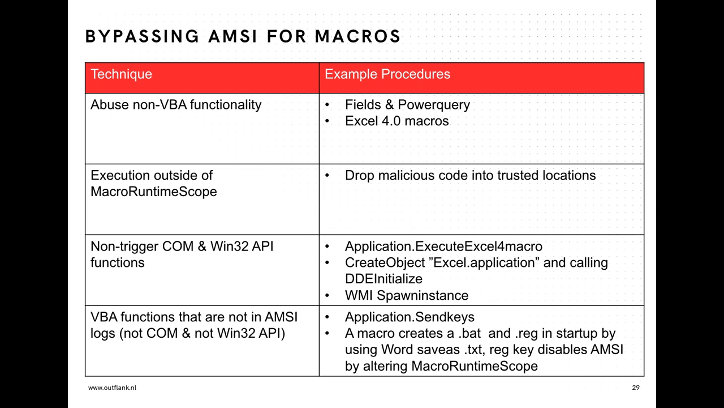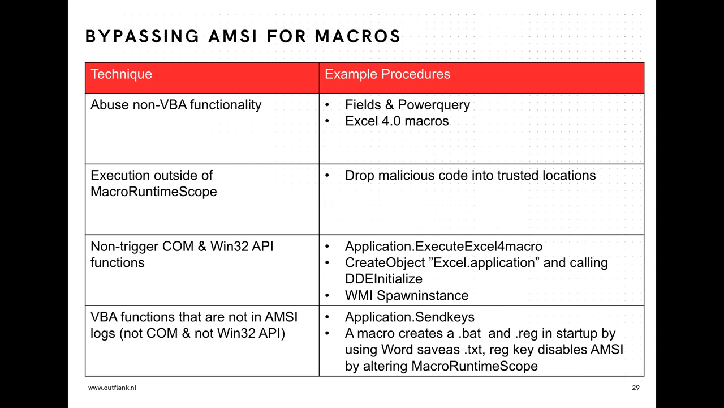Then there was this feature with this macro runtime scope and trusted documents. Well, if we can write our document into a trusted location, we can just drop our code there, and then we reopen our own file from the location where we just saved it. And EMSI will say, well, you're now from a safe location, so no worry to check this one. So again, a very simple way to bypass EMSI.